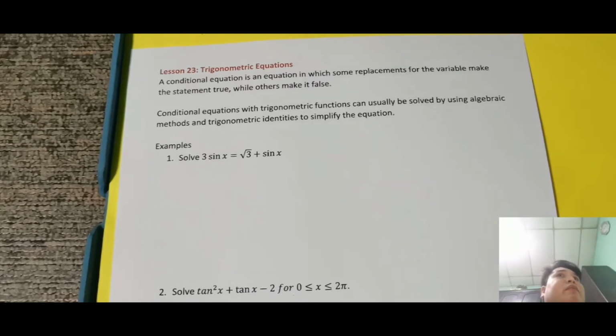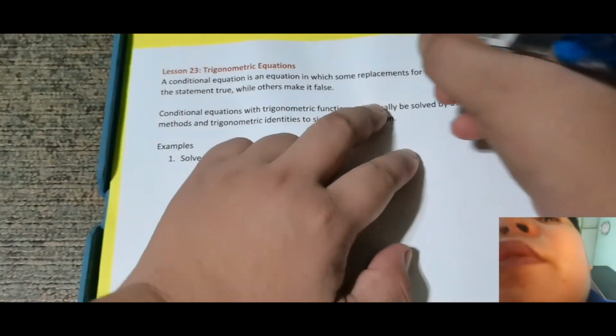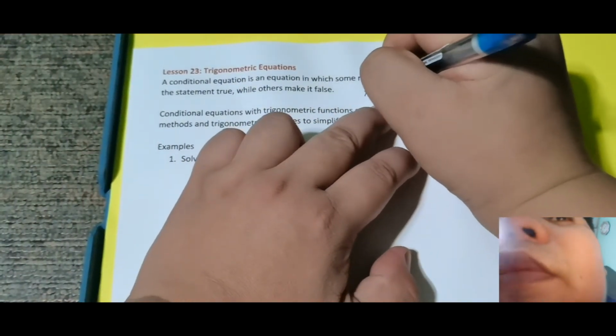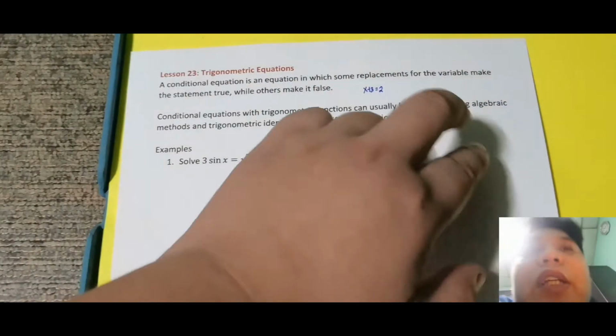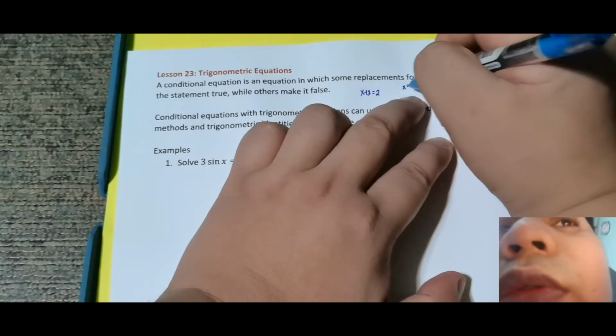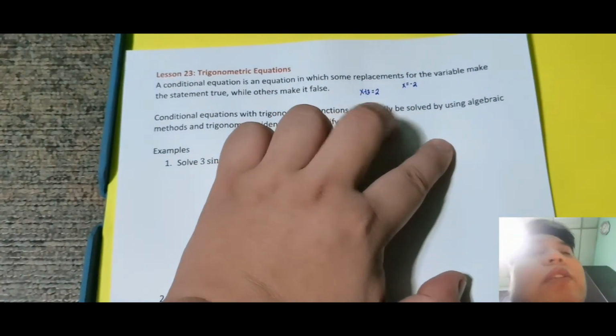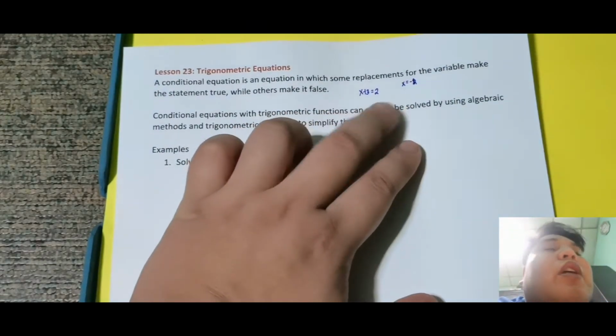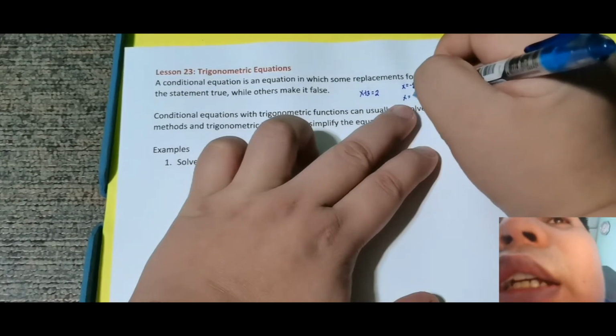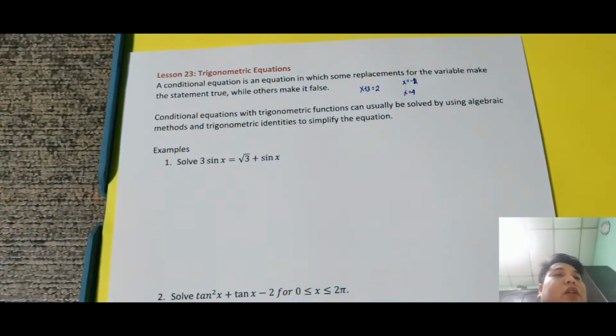So for example, meron akong x plus 3 is equal to 2. So anong value na x yung magto-true siya? Whenever x is equal to negative 1, true siya. Pero whenever x is equal to other value like kunyari 4, hindi siya true. Okay, ayun ibig sabihin ng conditional equation. May some value siya na magto-true siya. Tapos kunyari naglagay ka ng ibang value, magiging false siya. Conditional equation ang tawag doon.